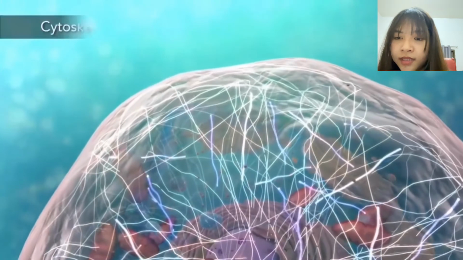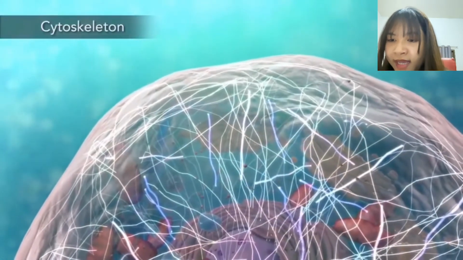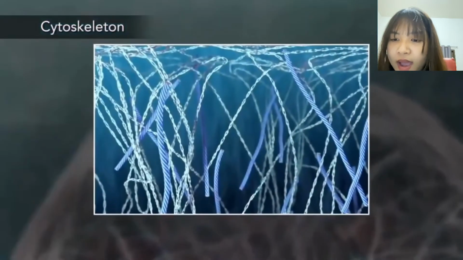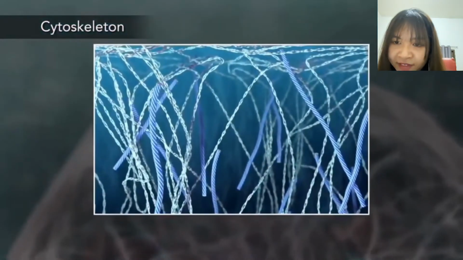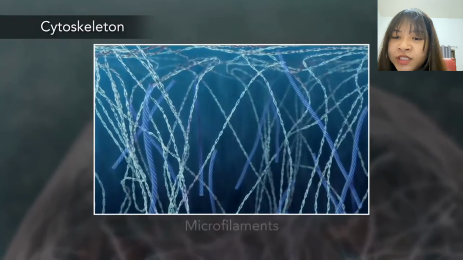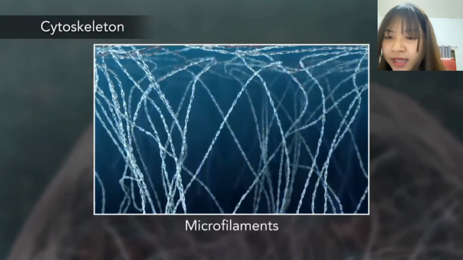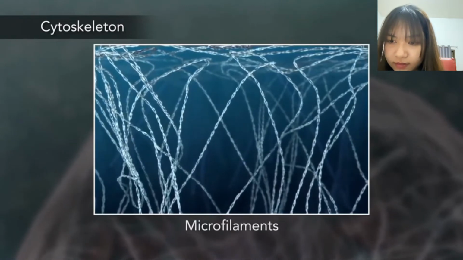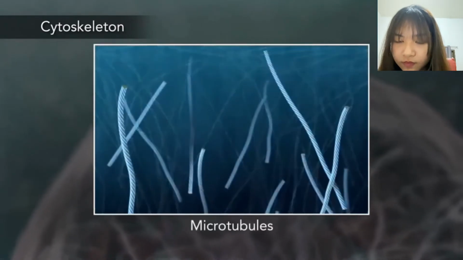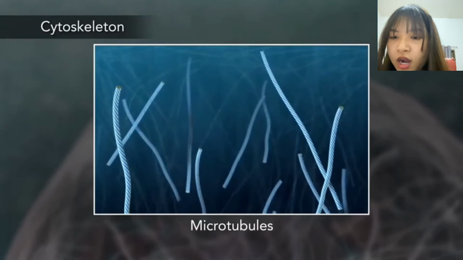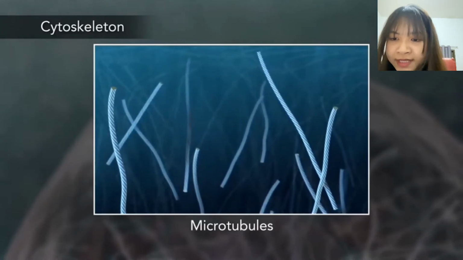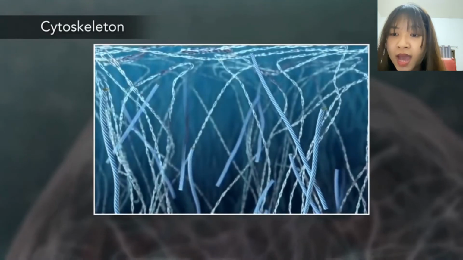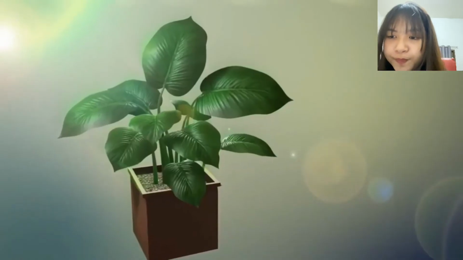Meanwhile, the cell's shape is maintained through a cytoskeleton. The cytoskeleton includes thread-like microfilaments, which are made of protein, and microtubules, which are thin hollow tubes.